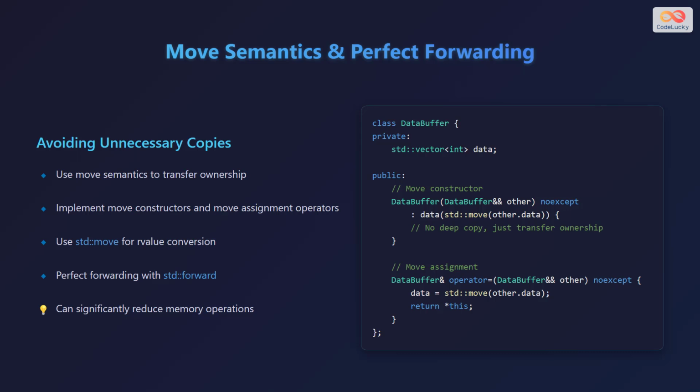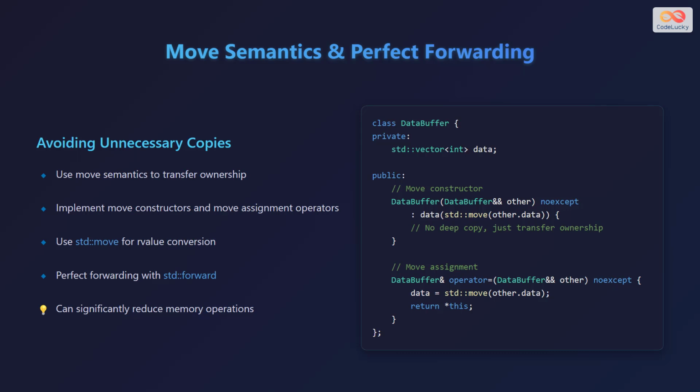Use std::move for value conversion. std::move casts an object to an rvalue reference, enabling the move constructor or move assignment operator to be called. Perfect forwarding allows you to forward function arguments to another function without changing their type. std::forward is used to perfectly forward arguments. Move semantics and perfect forwarding can significantly reduce memory operations, leading to improved performance.